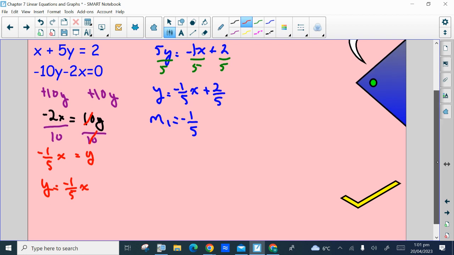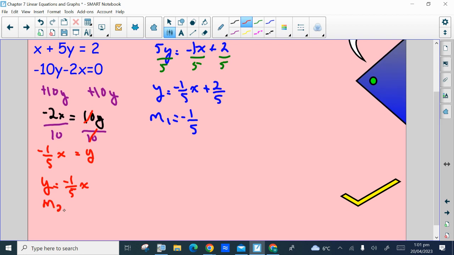So Kai, what's the slope of this line? What's M2? Yep. So are these lines parallel? Because both the same slope. The slopes are the same. They're both negative 1 over 5. That means these lines will go at the same angle. These are parallel lines. Their slopes are the same.